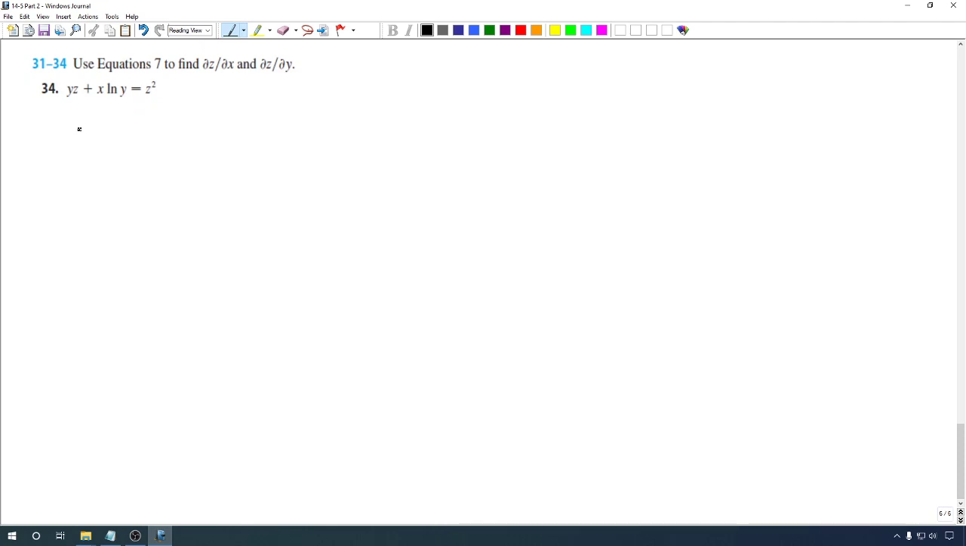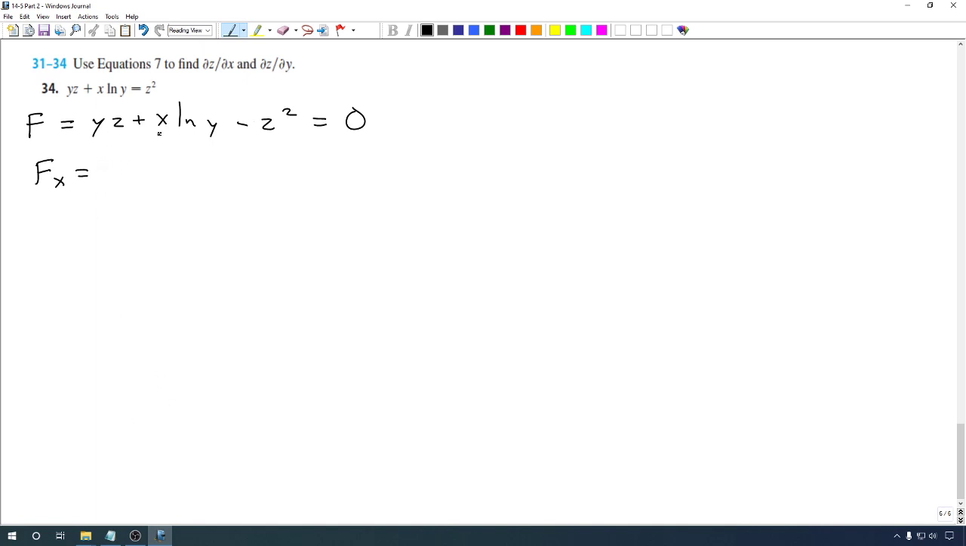So let's go ahead and take a look at one example like that. Here, z is a function of x and y, but it's defined implicitly. Of course, our first step, like on the previous problem, is to move everything to one side. So we have yz plus x ln of y minus z squared is equal to 0. And this is our function f of x, y, z. I'm not going to write the x, y, z part in there, but this is f in terms of x, y, and z. We're going to need to know all the partial derivatives of f. We'll go ahead and find those before I write down the formulas.